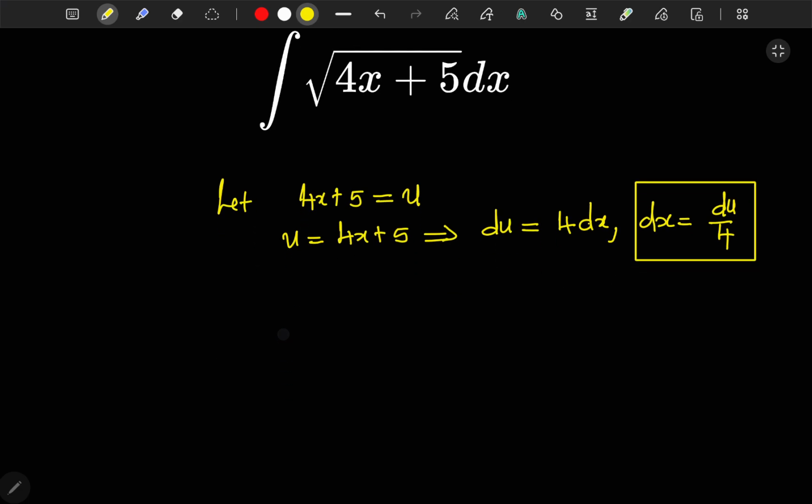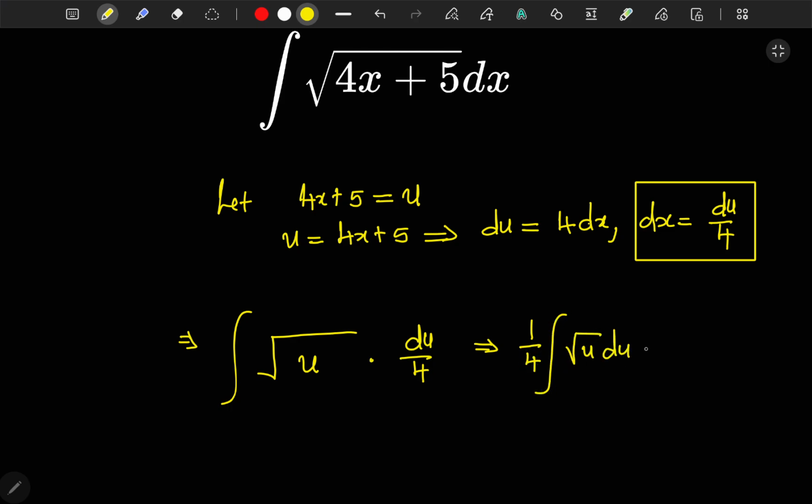So now we go back to our integral. The integral of this becomes root of u multiplied by dx. dx is now du over 4. And this is just 1 over 4, so we can take it out. So this becomes 1 over 4 times the integral of the root of u with respect to u. And of course, we understand this is just 1 over 4 times the integral of u to the power half with respect to u.